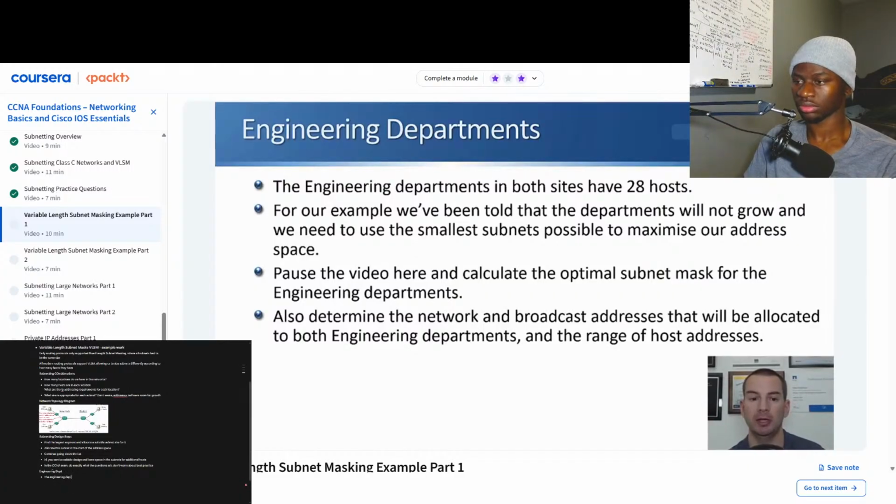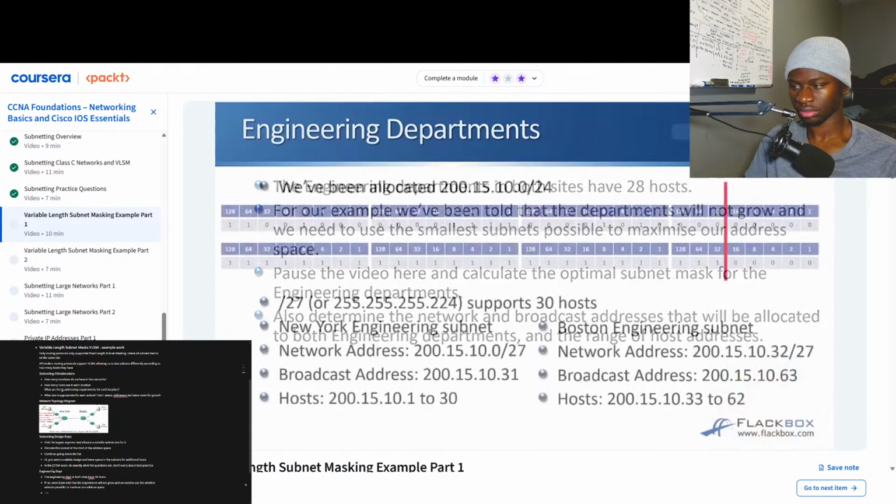What I want you to do now is pause the video here and calculate the optimal subnet mask for the engineering departments. So no bigger than is necessary, but make sure it's at least big enough to support 28 hosts. Once you've done that, you'll be able to determine the network and broadcast addresses. Do that for both engineering departments, both New York and Boston, and figure out what the range of host addresses will be. Okay, so go on ahead and do that. Please pause the video now. When you come back in a second, I'll walk you through how to get the answer.